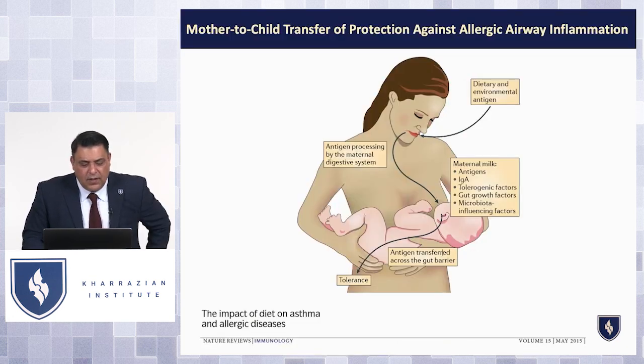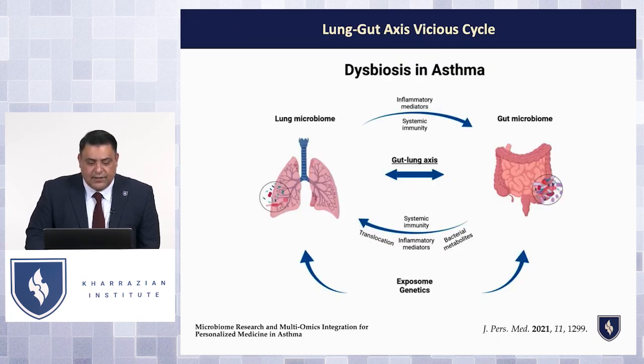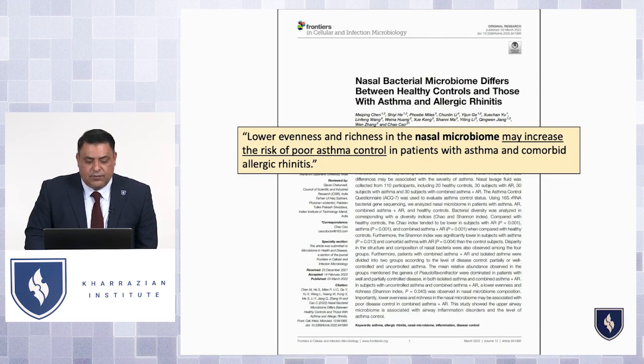Okay. So this is a diagram that really shows mother-to-child transfer of protecting agents for allergic airway inflammation. Breast milk has IgA. It also has various things called tolerogenic factors, which make the immune system not as reactive, gut growth factors, and microbiota-influencing factors that all impact the development of the gut and respiratory mucosa. A common feature of asthma that is well understood at this point is dysfunction in the lung-gut axis, or lung microbiome dysbiosis and gut microbiome dysbiosis.